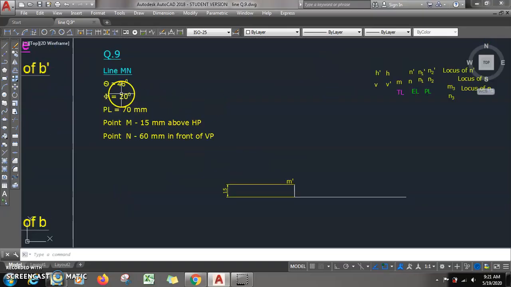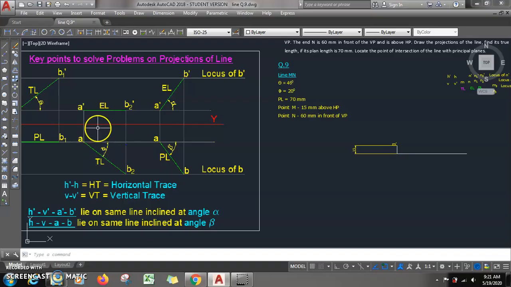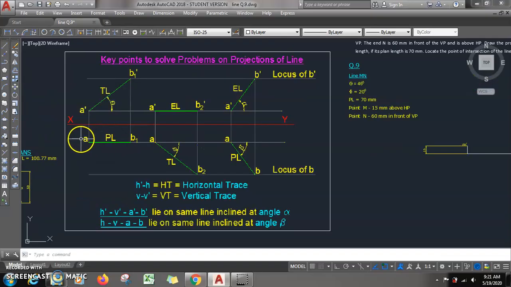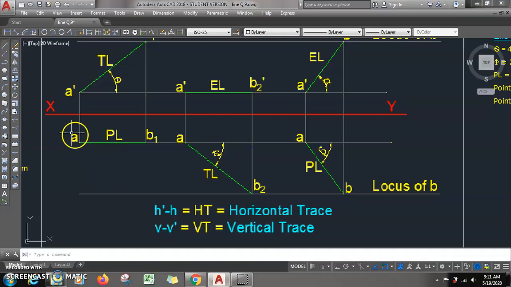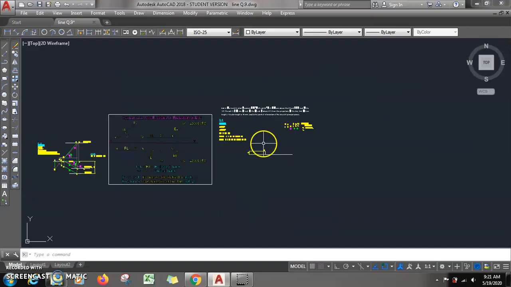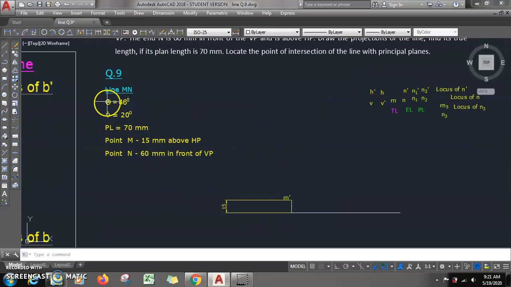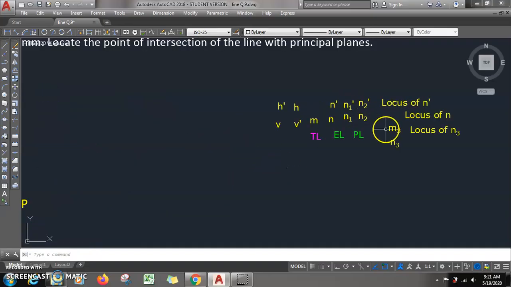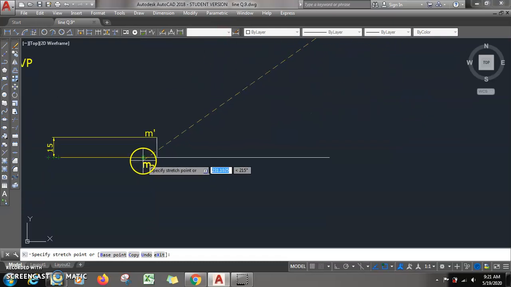Theta is there, and the plan length. This plan length and phi, this data is about the top view. From M dash I can draw a line at an angle of theta. Unless I have the location of the top view of the point, I cannot use this plan length or this phi. Theta I can put, but I cannot proceed unless I have the position of small m. So let us assume small m on XY itself, and that point I will call m3.